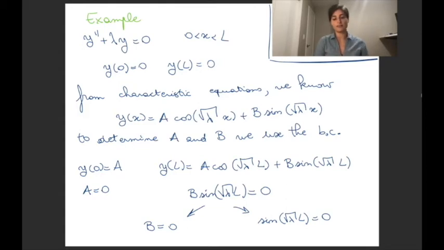So we either have that b is equal to 0 or that sine of square root of lambda capital L is equal to 0. But b equal to 0 will give us a completely trivial solution all the time, and that wouldn't be very interesting. So we look at a lambda that satisfies our second equation. So sine of square root of lambda times capital L needs to be equal to 0.